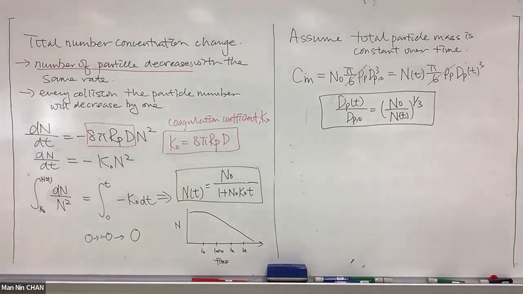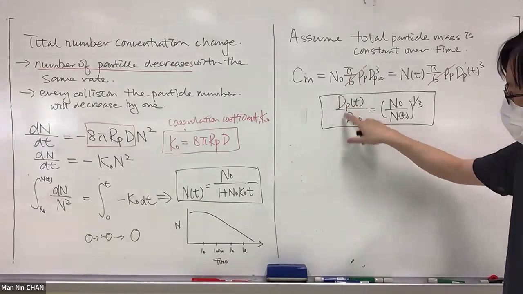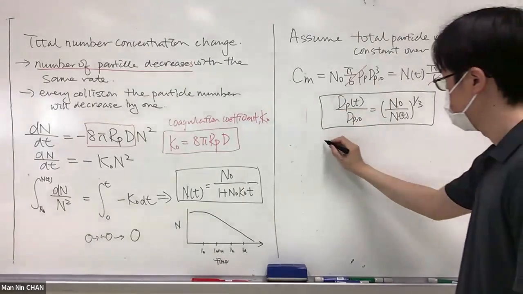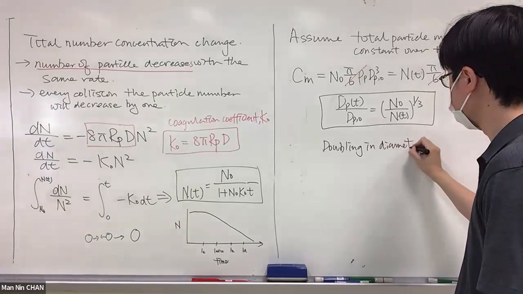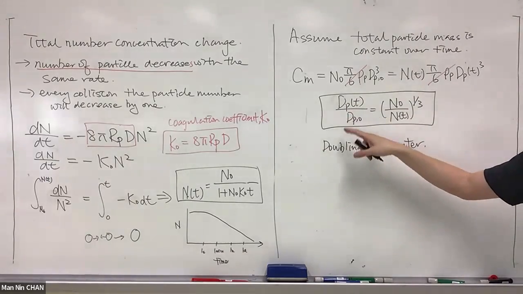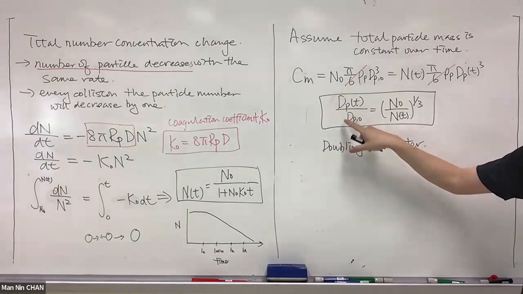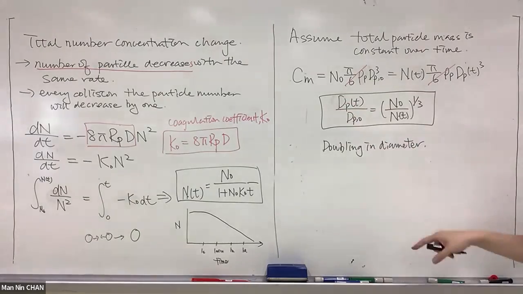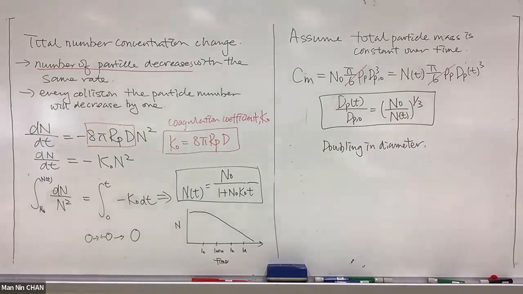But how do we interpret this result? So you can argue, right? So if we want to double our size, okay. So let's say I want to double my diameter. So this becomes 2, right? Because I want to increase to 2 dp initial, or d naught here. If this is 2, then you can see that somehow your particle number concentration has to be reduced.